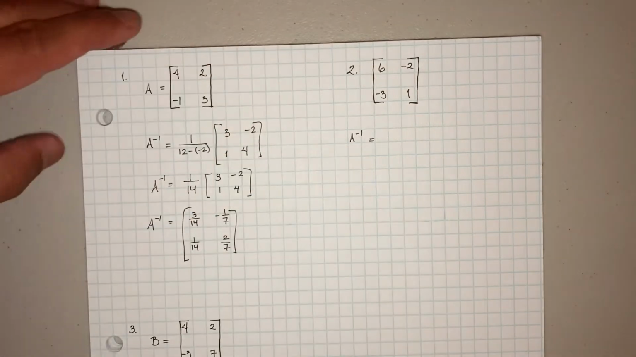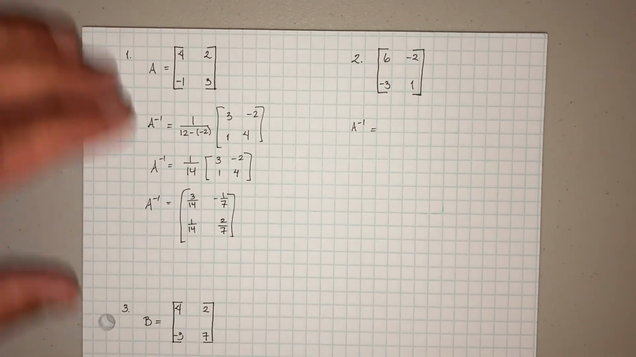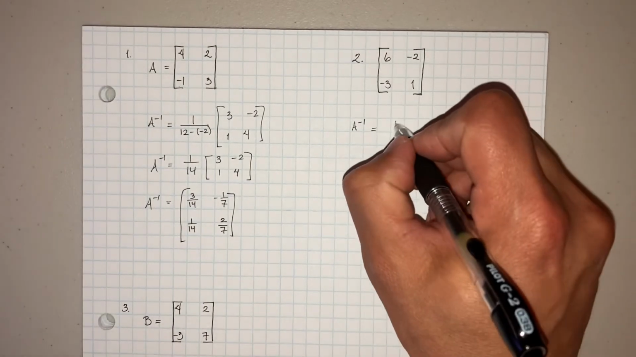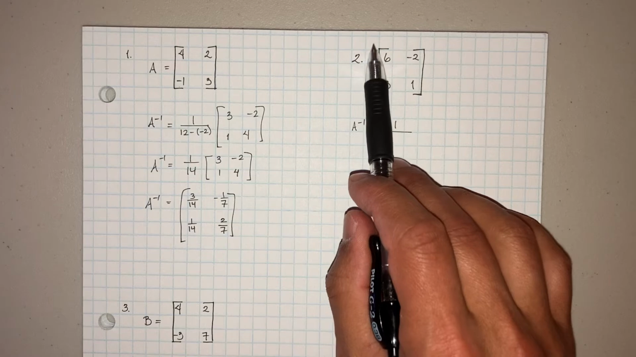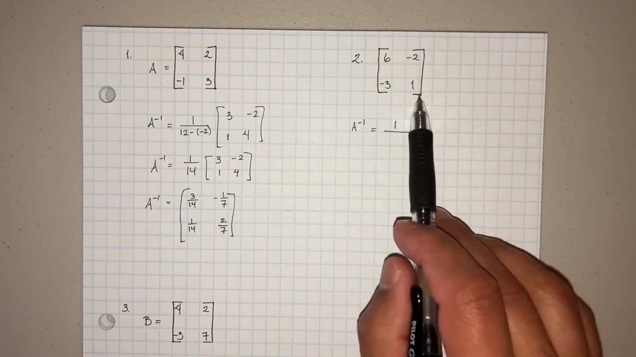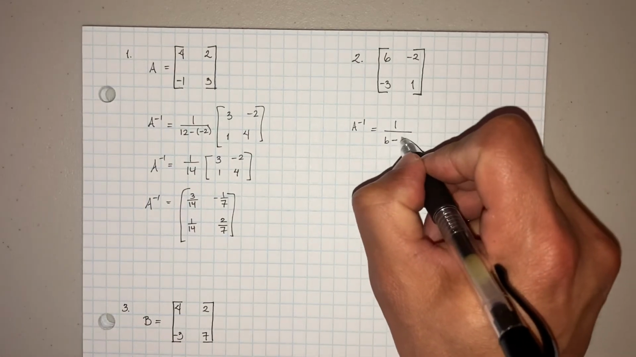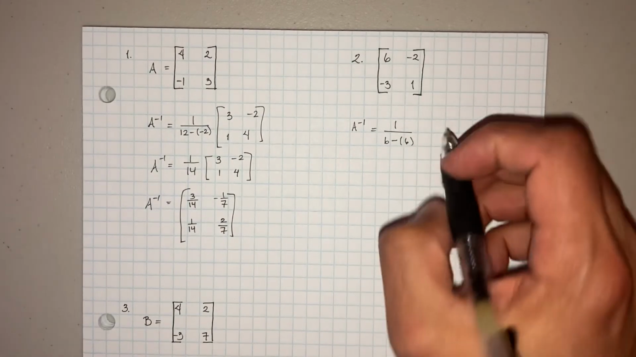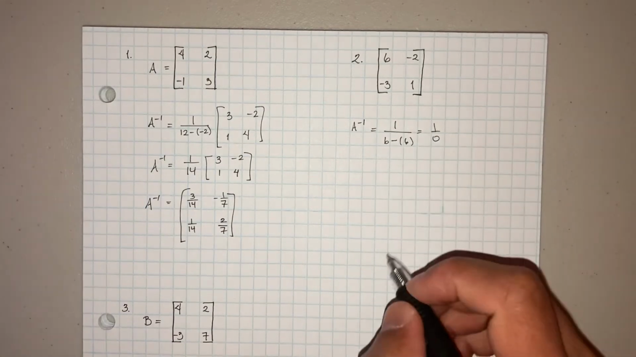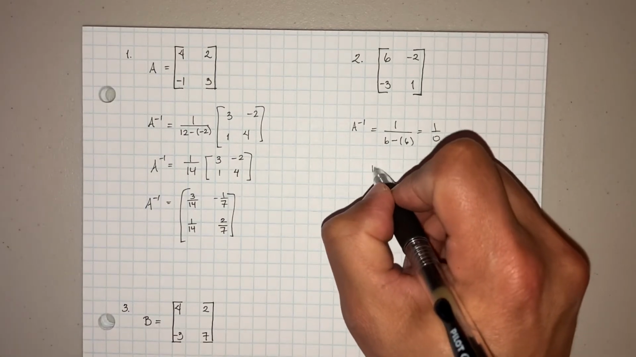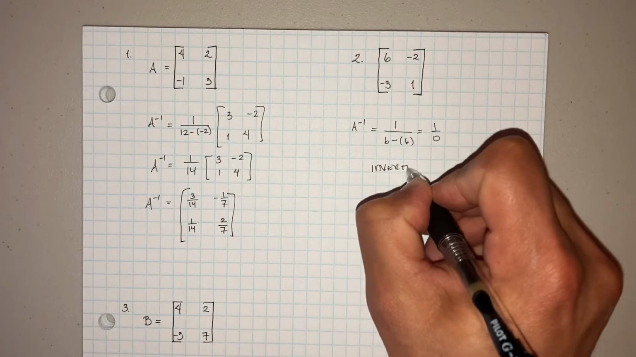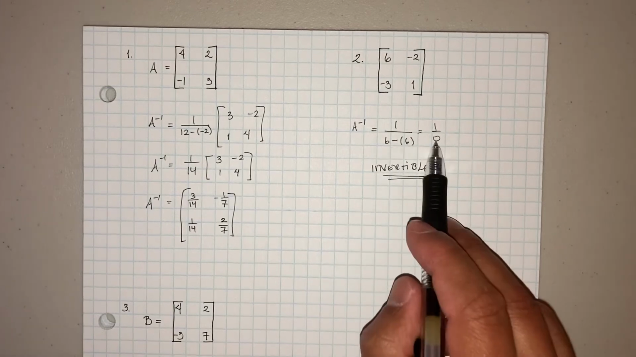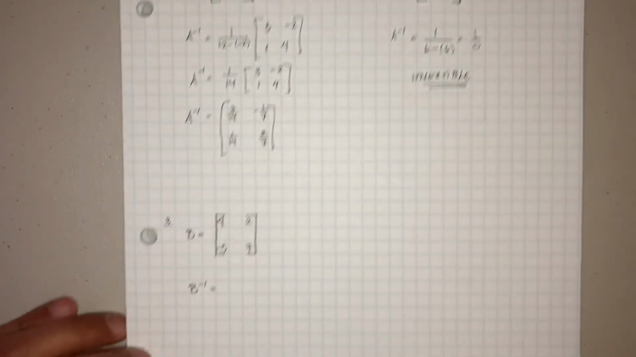All right. So this only works for the 2 by 2. There's a way to do it for the 3 by 3, but we'll work on that next time. So let's do the inverse of this guy. So 1 over, start on the top left hand corner. Do this guy. 6 times 1 is 6 minus, and then negative 3 times negative 2 is a positive 6. And what do you notice? We end up with 1 over 0. So what does this mean? It's not invertible. We can't find the inverse of this guy. Why? Because the denominator is 0. So we can stop there.